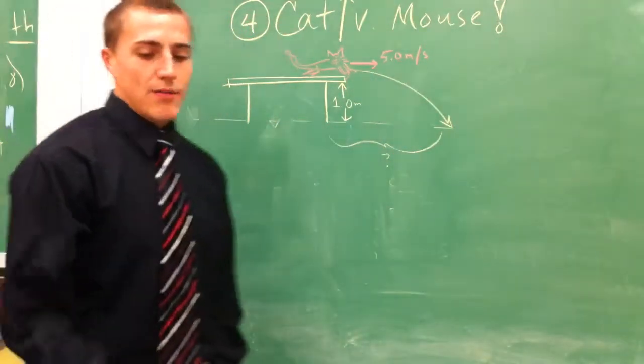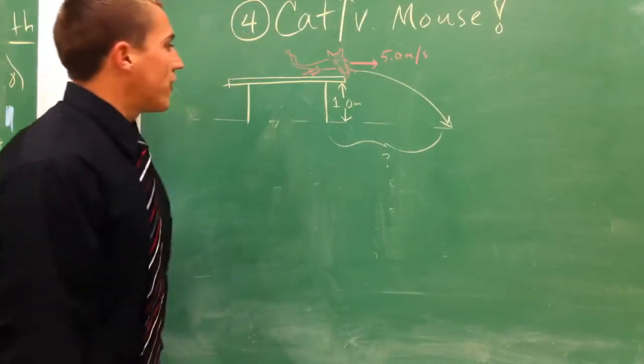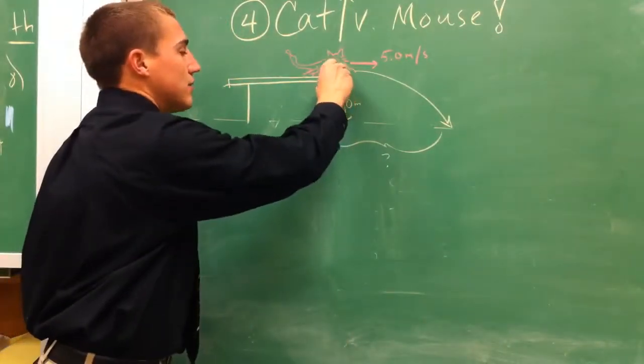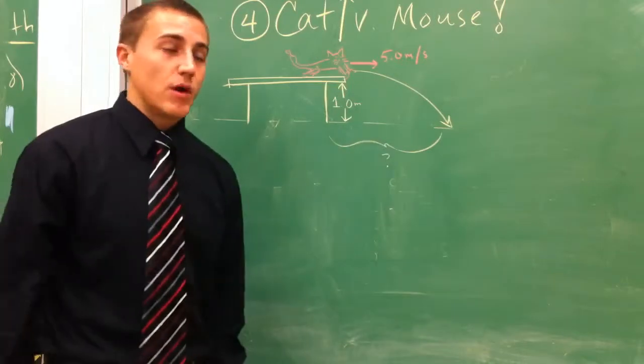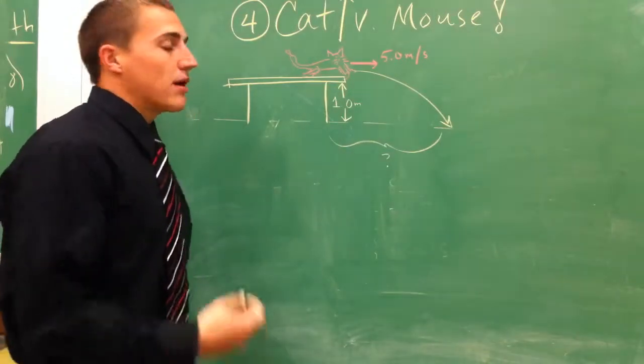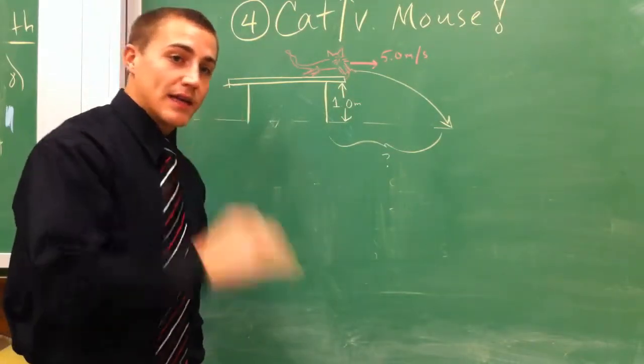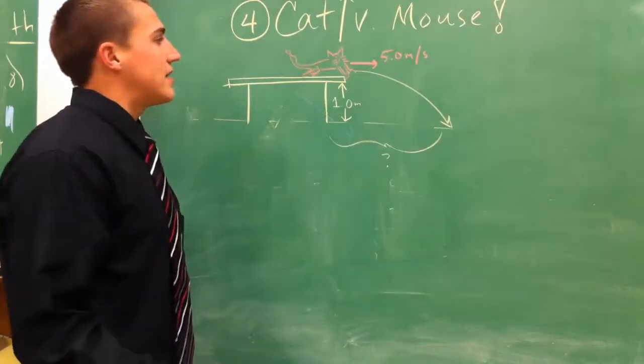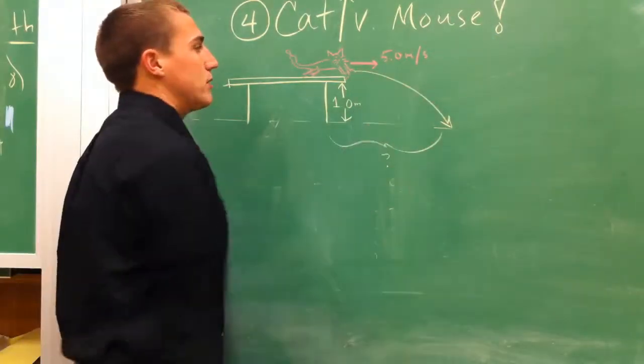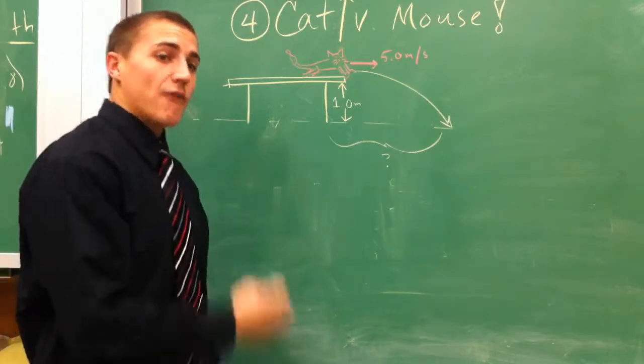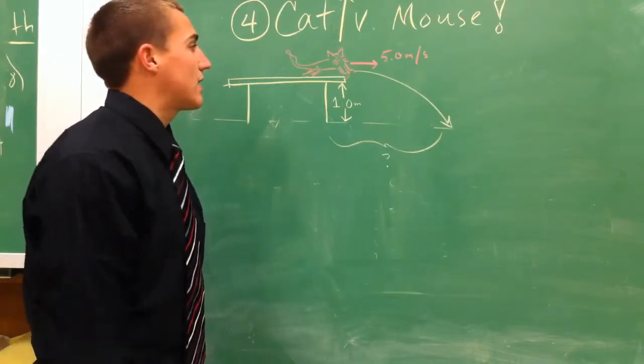So to do this, we have about 3 different steps we need to do. First, we're going to solve how fast the cat's going to be moving in the y-axis the moment it strikes the ground. Then we're going to plug that in to find out how long it took the cat to get to the ground. And once we find that time, we'll plug in 5.0 meters per second to find out how far he traveled in the x-axis.